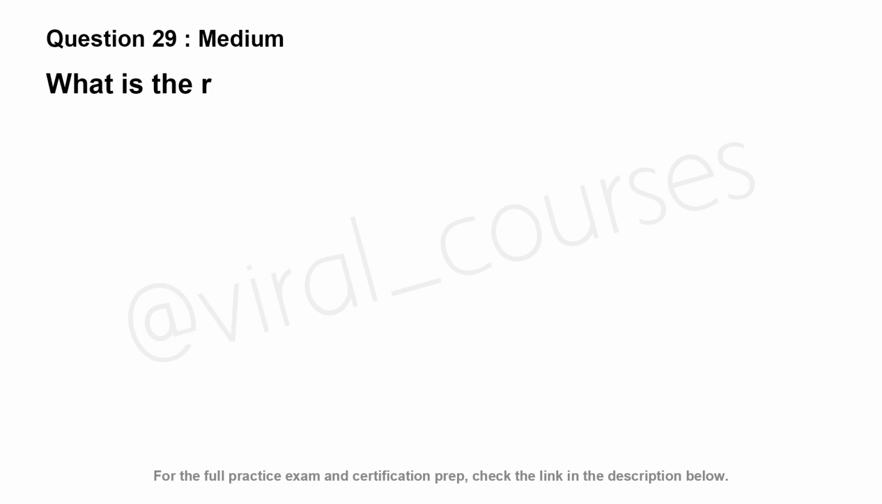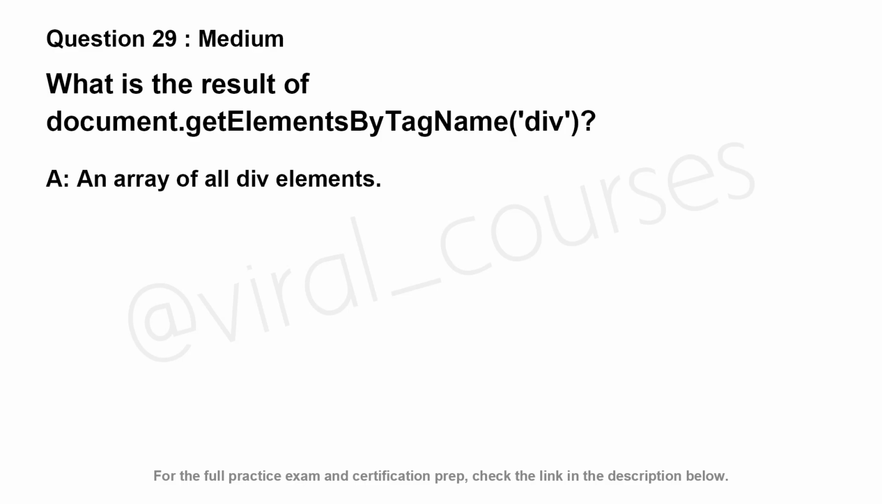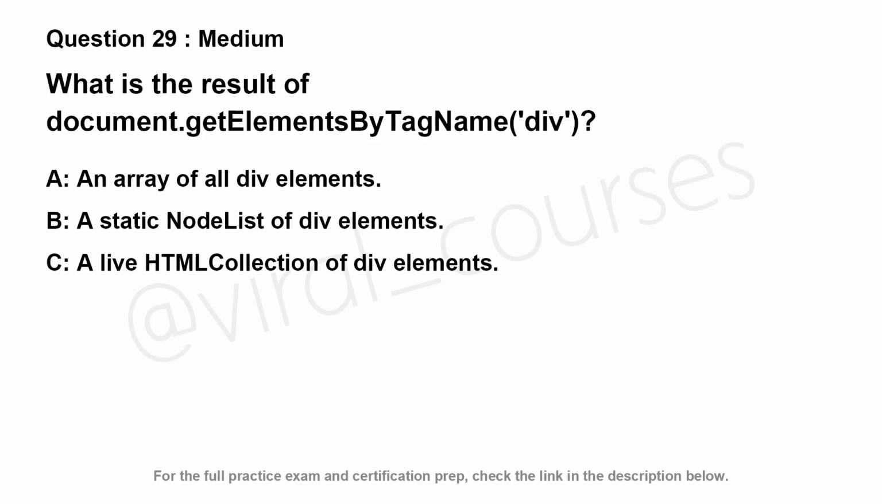What is the result of document.getElementsByTagName('div')? Option A, an array of all div elements. Option B, a static node list of div elements. Option C, a live HTML collection of div elements. Option D, the first div element found.